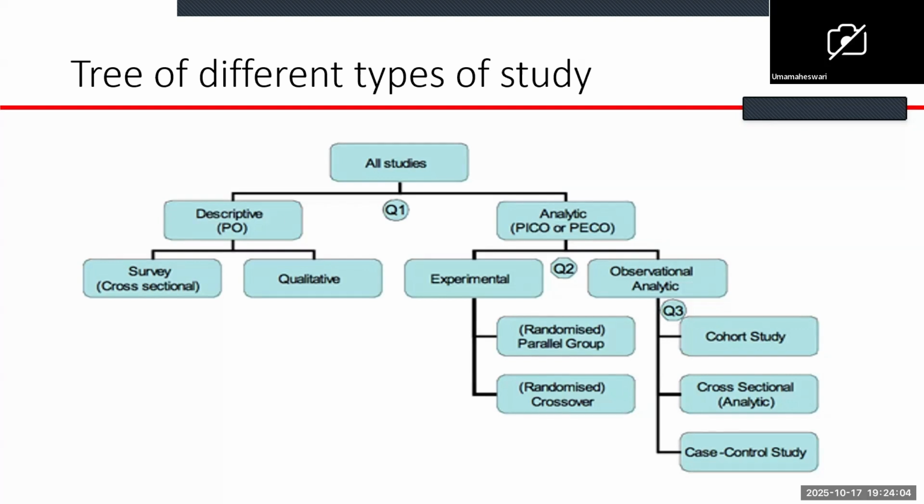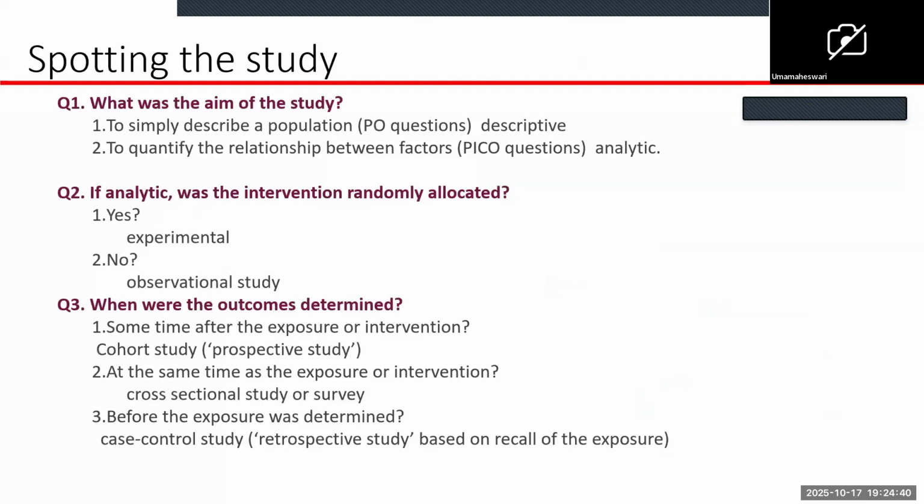I'll go back to question number 1. On the next slide I'll show: if you are using only population and outcome, it is going to be your cross-sectional study or qualitative study. If it is an analytical study, you have population, exposure, comparison group, and outcome, that is PECO. If it is intervention, that comes under your experimental study. So PICO or PECO format is for analytical studies, and only PO for descriptive ones. I want to know how you decide on your research question.